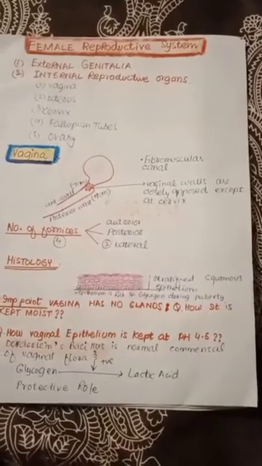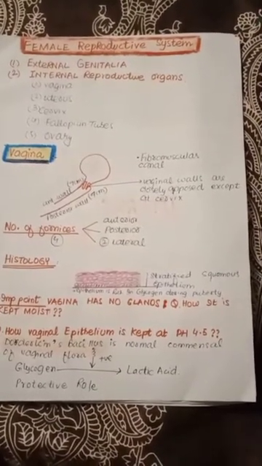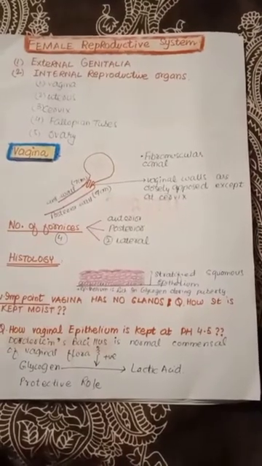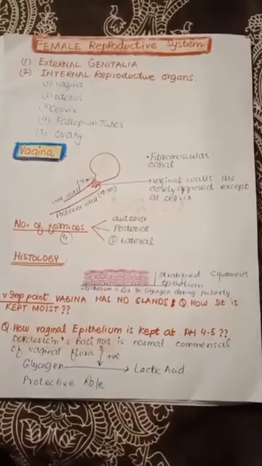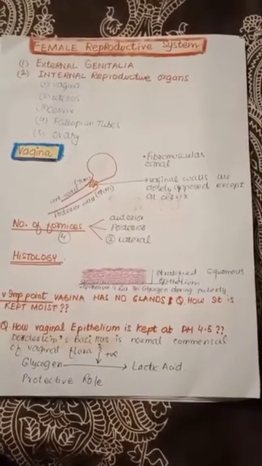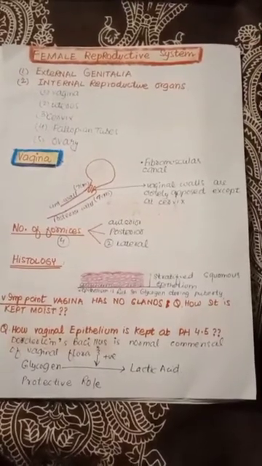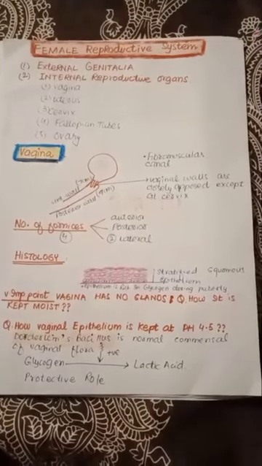of uterovaginal prolapse. As we all know, in the female reproductive system there are external genitalia and the internal reproductive organs. The external genitalia is composed of mons pubis, labia majora, labia minora, vestibule, and the internal reproductive organs have the vagina, uterus, cervix, fallopian tubes, and the ovary.